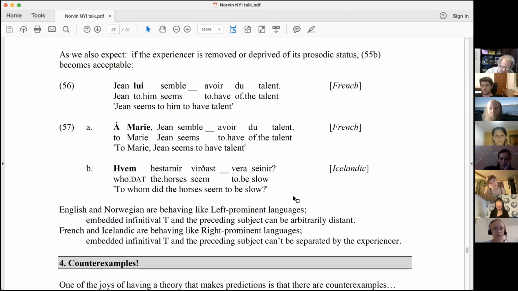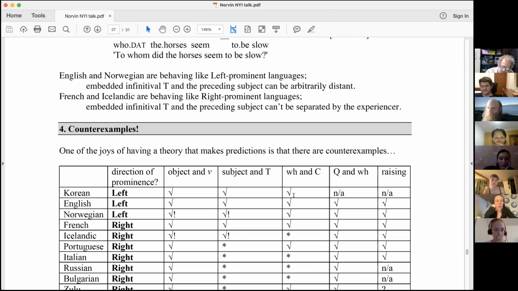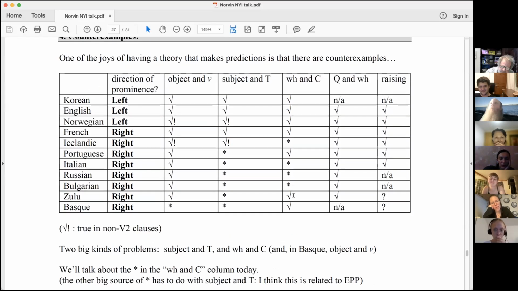Sadly, I'm out of time right when I get to the section that's labeled counterexamples. Darn, too bad. I will just have to skip the counterexamples. You should feel free to ask me about the counterexamples if you must.